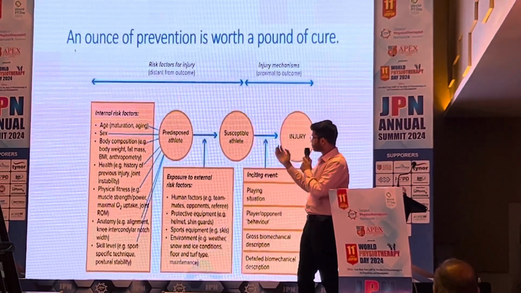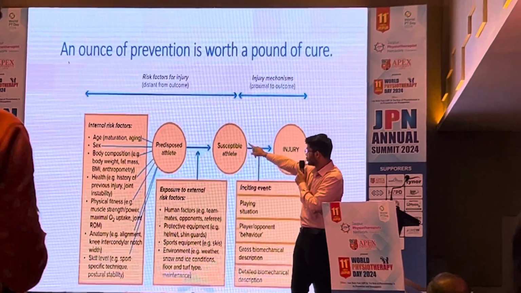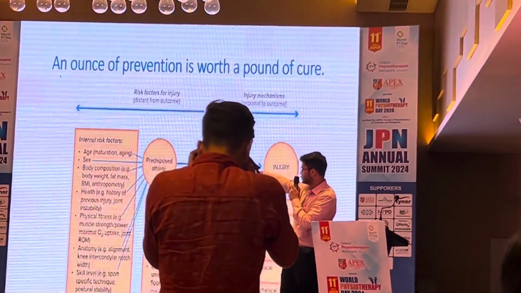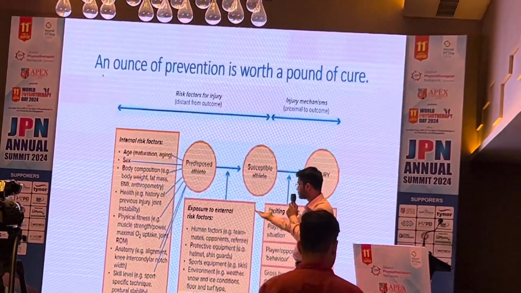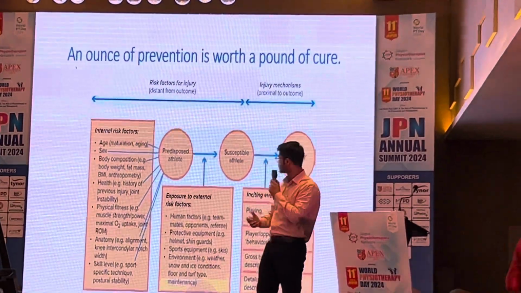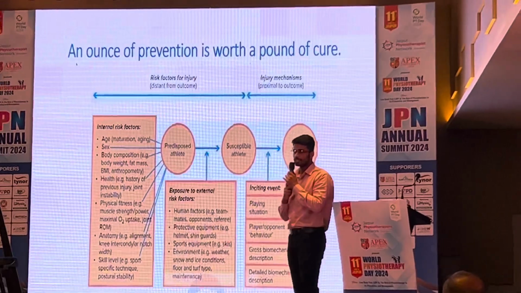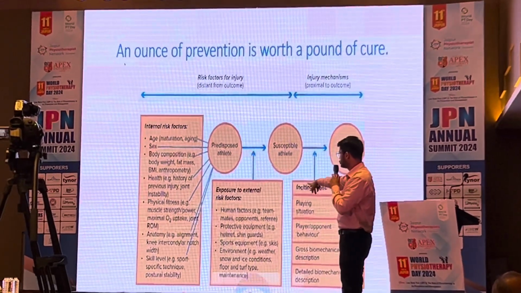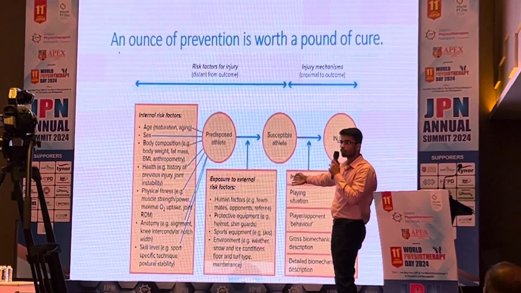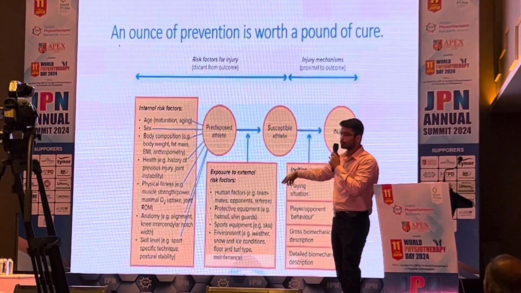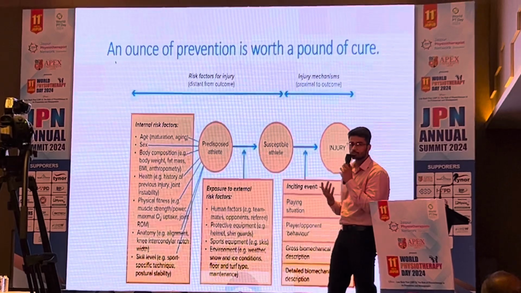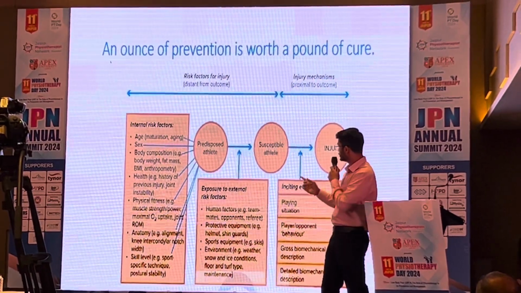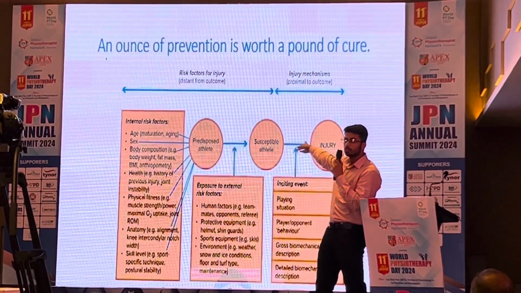How will we manage it? By managing the internal risk factors which predispose the athlete to the injury. This can be the age, the gender, body composition, health, physical fitness, anatomy or the skill level. Then we should know how to manage the external risk factors. This can be human factors like teammates or opponents. It can be the protective equipment, if there is deficiency in the protective equipment, or the environment. If the environment is too hot or too cold, it can also make the player susceptible to the injury.